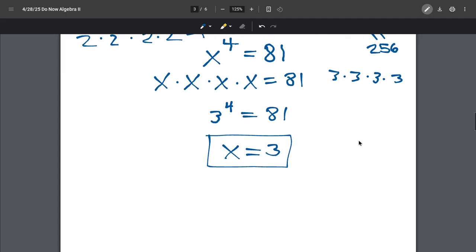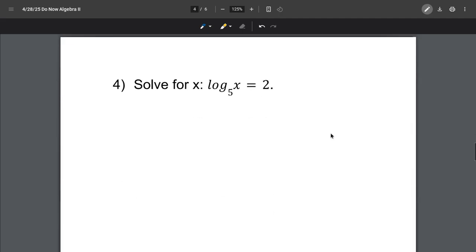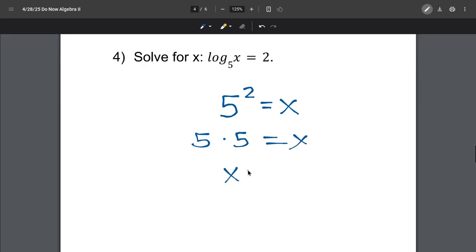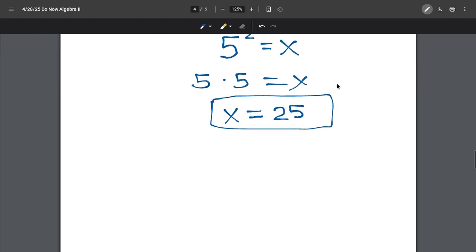Okay, let's take a look at problem 4. All right, so we're solving for x, and we have log base 5 of x equals 2. We're going to write it in exponential form, so 5 to the 2nd power equals x. So that's 2 5's multiplied together, 5 times 5 equals x. So x equals 25. Okay, let's keep going. There's 2 more problems left.